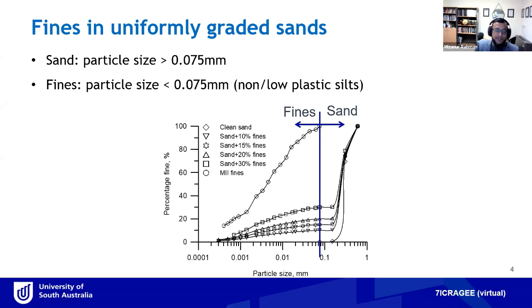Over here, we systematically increase the fines content in the sand. So if we increase fines content, this is 10%, 15%, 20%, and 30%. If you go to 100% fines, it would be silty soil, silt. If you go to 0% fines, it would be clean sand. So we could look at the transitional behavior.